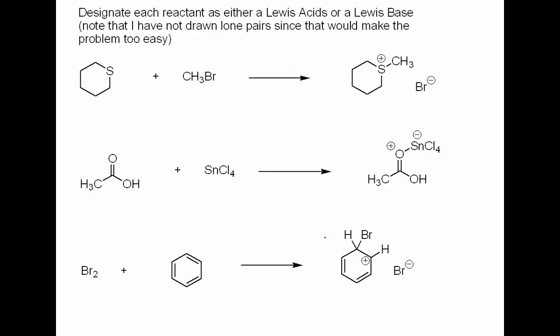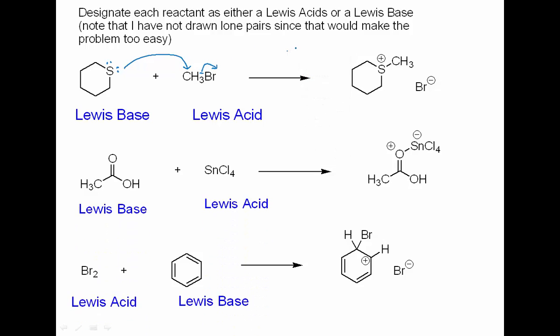All right, so in this case, sulfur is the Lewis base. It has two lone pairs. In this case, we're displacing the bromide. Okay, let's look at the next one.